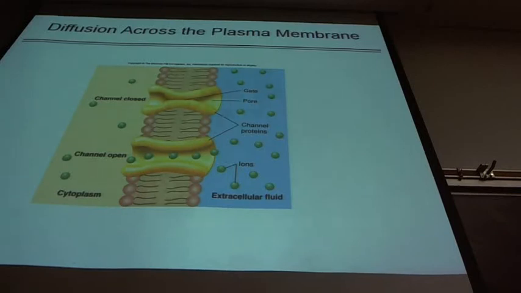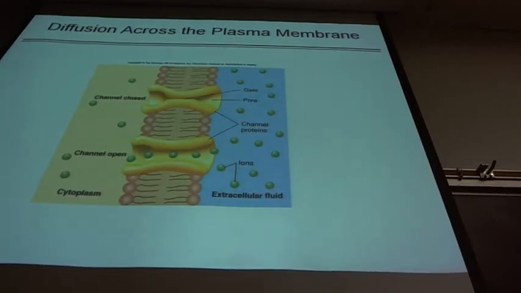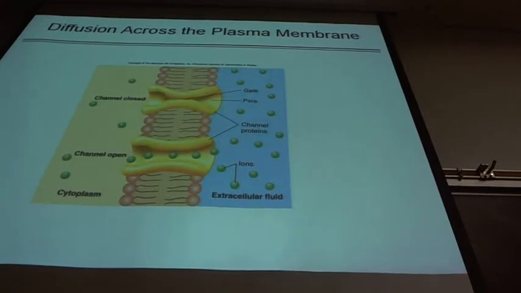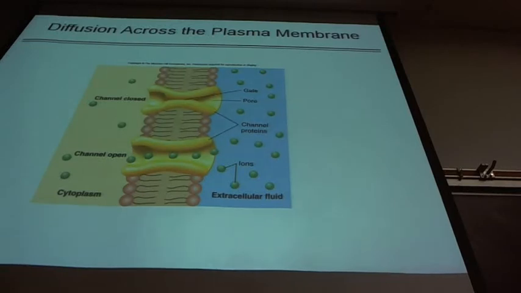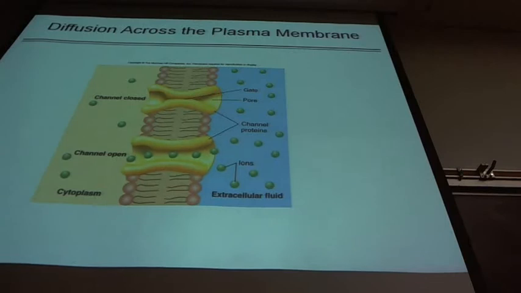Okay, here's diffusion across the plasma membrane. Here the gate is closed. Here the gate is open. Maybe a protein that binds, or a hormone, or a nerve impulse opens these gates. But here, your ions, sodium, if it's going in, are just going right through the gate. Here they can't. The gates are closed.